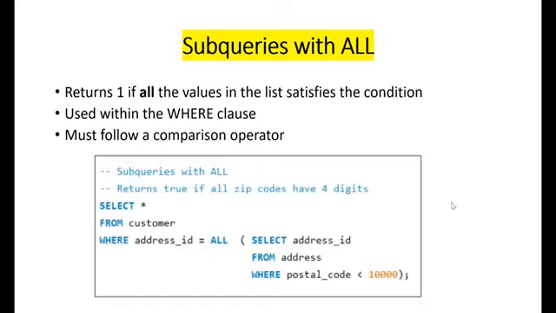Same thing, here we have the same example as the any, but we use all. So return true if all zip codes have 4 digits. As we will see, there are postal codes which have 5 digits. Thus, not all the values in the address ID list are with 4 digits. As a result, when we use all, it will return for us an empty list.